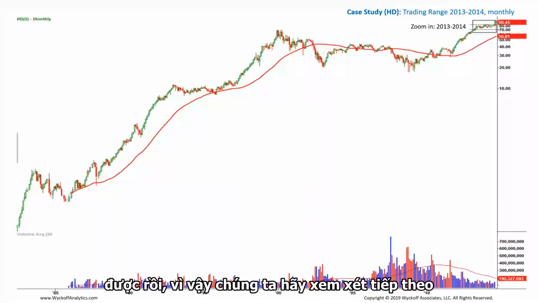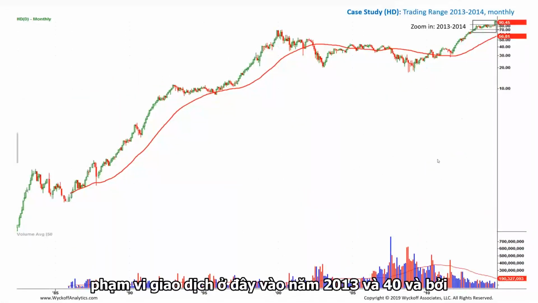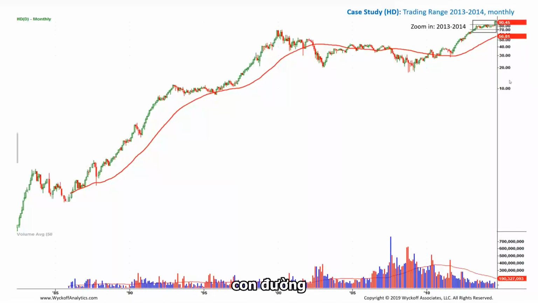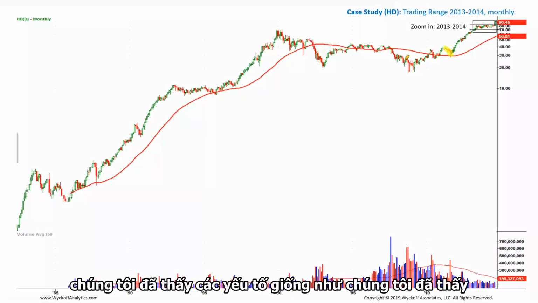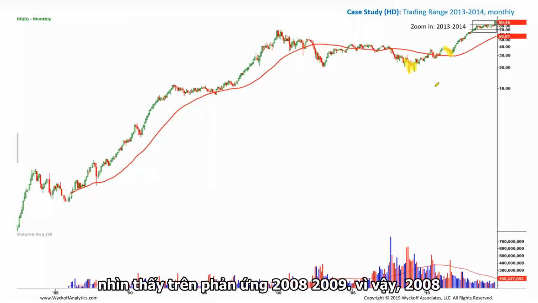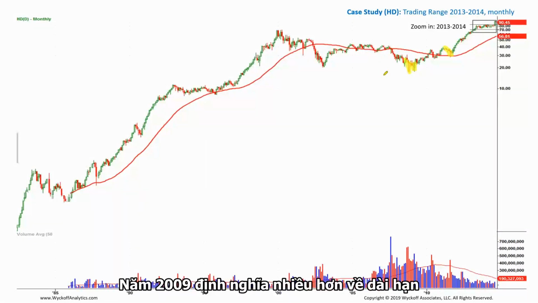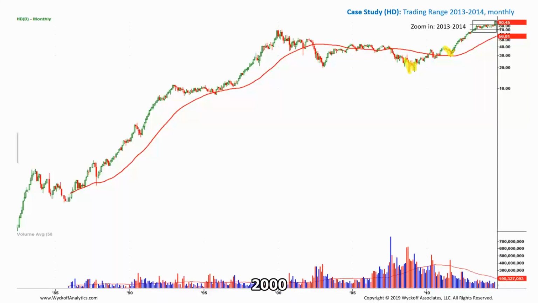All right, so let's look at the next trading range here in 2013 and 14. And by the way, this is the reaction that we were looking at. Right, and we said we've seen the same elements as we've seen on the reaction 2008, 2009. So 2008, 2009 defines more of the long term. 2011, 12 defines more of the timing for the short term cyclical low. And look what happens next.